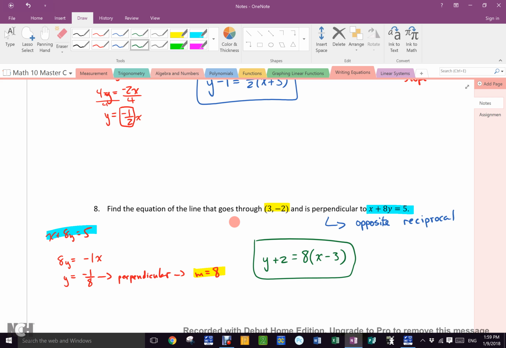I pushed Control P, 60 copies, print. I don't know what happened. What happened? All right, everybody cool?